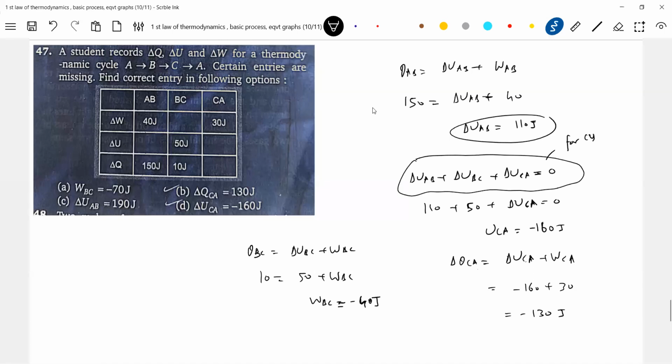Sir? In the options, option B must be wrong now, sir. QCA minus 30. 130 is given, no, sir. Yes, okay sir, so I'll make the negative sign. Okay, it should be like this: delta UCA minus 160, WBC minus 40. For a cyclic process, the change in internal energy must be 0. That is the core idea we are applying here.